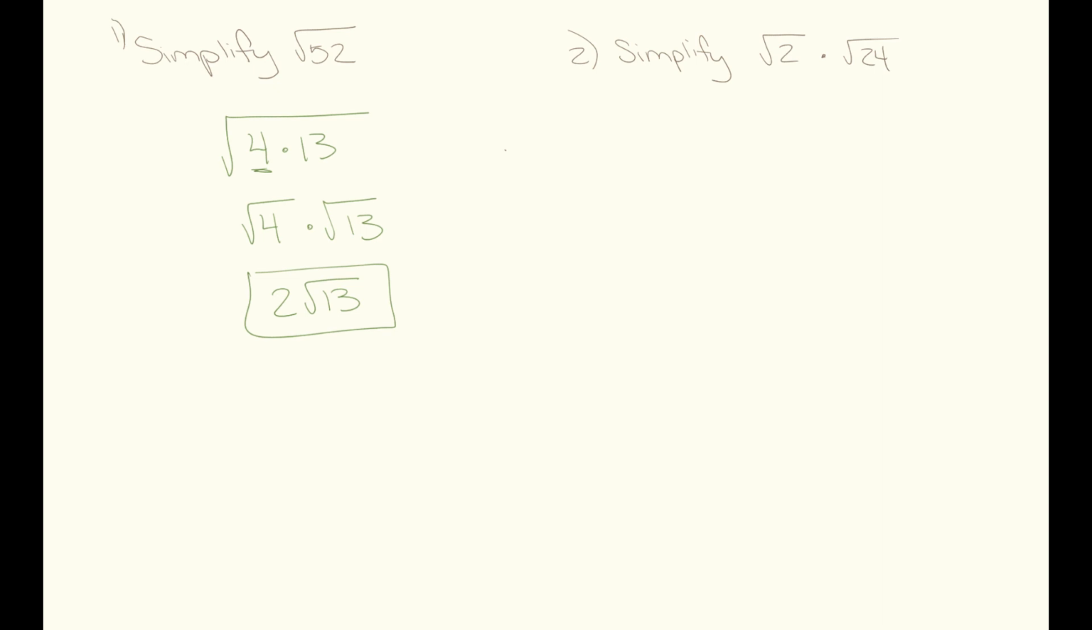Okay? In this next problem, we have the square root of 2 times the square root of 24. You can simplify that first, or you can multiply them together, which is what I like to do with smaller numbers. So there's more than one way to work this out. So 2 times 24 is 48. 48 is 16 times 3. The square root of 16 is 4, and I can't do anything with a 3, so I'll leave that underneath.